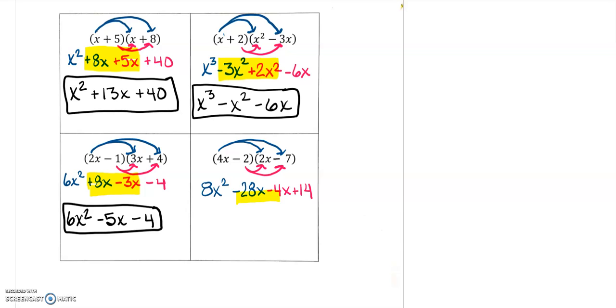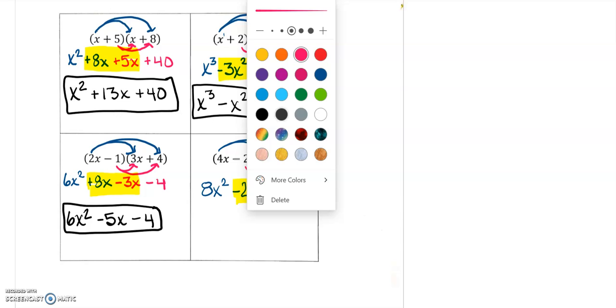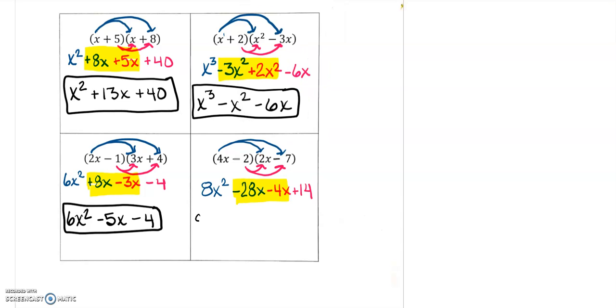We have some like terms we can combine. So our final answer is going to be 8x squared, negative 28 minus 4 is negative 32x. And then we have a plus 14.